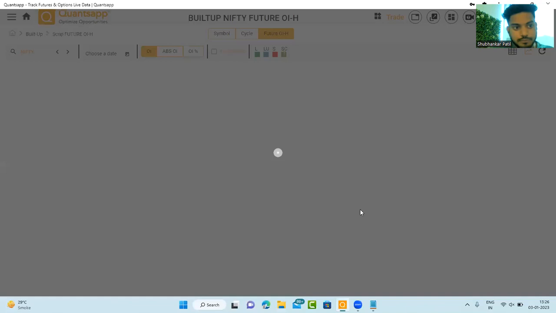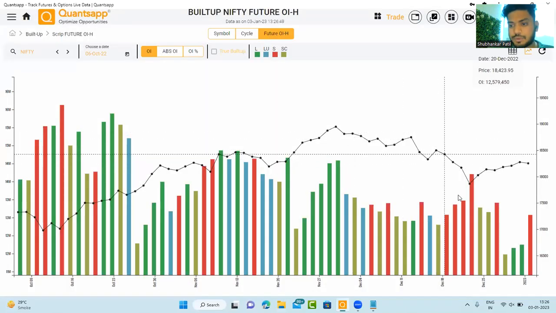By this what I mean is, if you just go to Builder and go to Future OIs, so this is Nifty. What's happening in Nifty is, the red color bars are showing you short build-ups, the yellows are showing you short closings, the greens are showing you longs, and the blues are showing you long unwindings. So the idea is that if I'm seeing a lot of greens coming in the system, that means the market is clearly trending upwards.